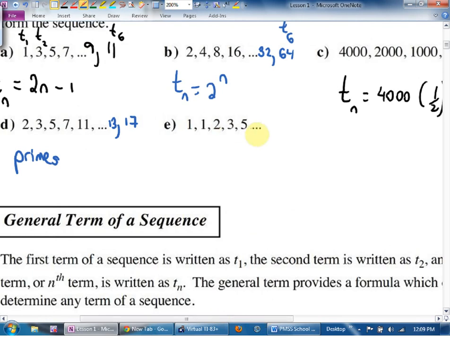E. Eight. 13, what's next? 21, what's next? 34, what are we doing? How do you find each term?